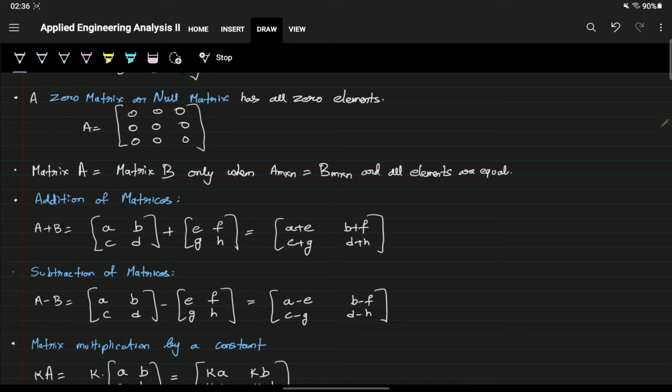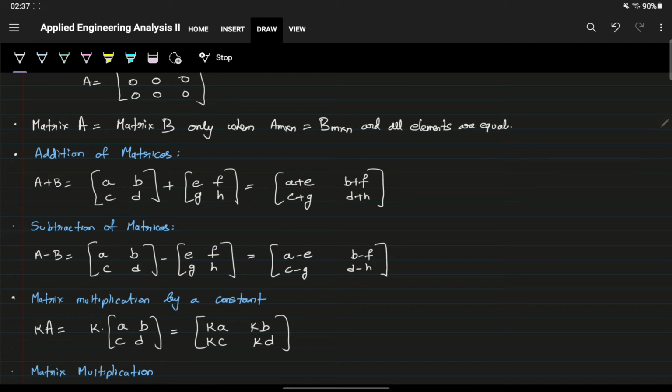Matrix A is equal to matrix B only when the number of rows and columns in each matrix are equal, that is, A and B are both m cross n, and all the elements are equal, not just the size.